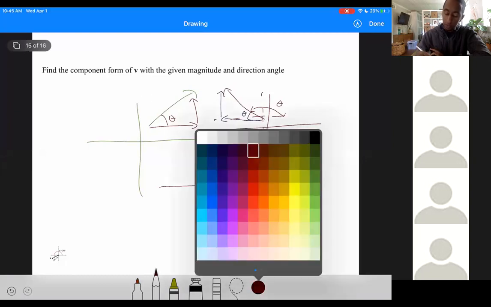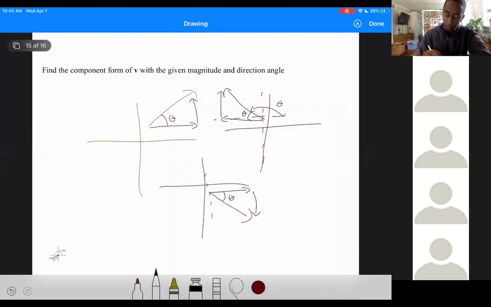So in that case, this is the angle from the horizontal. So in that case, you would actually have to do 360 minus this in order to get that angle, right? So those would be the 4 main cases. You would only ever be in one of those 4 quadrants.